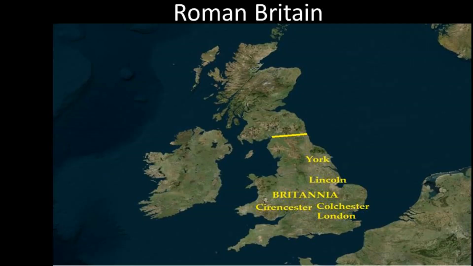Now, Roman Britain is the origin of a lot of the modern cities of England today. So you can see on the map here in Roman Britannia, we have London, Colchester, Lincoln, and York. Those are very important cities today, and they were important Roman centers then.